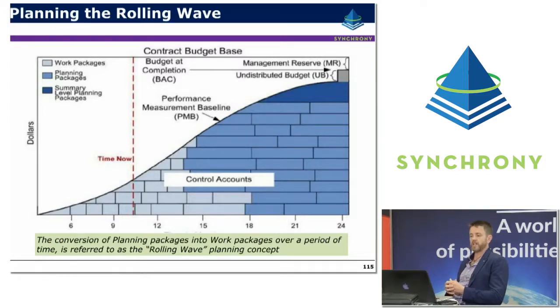Looking forwards, you can see there's an array of planning packages, and as time expires and as we get closer to those planning packages, the idea is that they're broken out into specific work packages. Earned value techniques are assigned, control account managers are assigned, and they're tracked and measured in the same way as work packages.